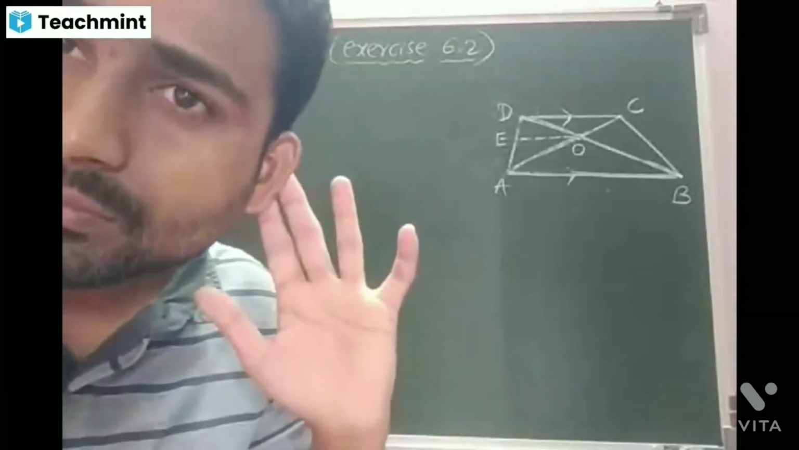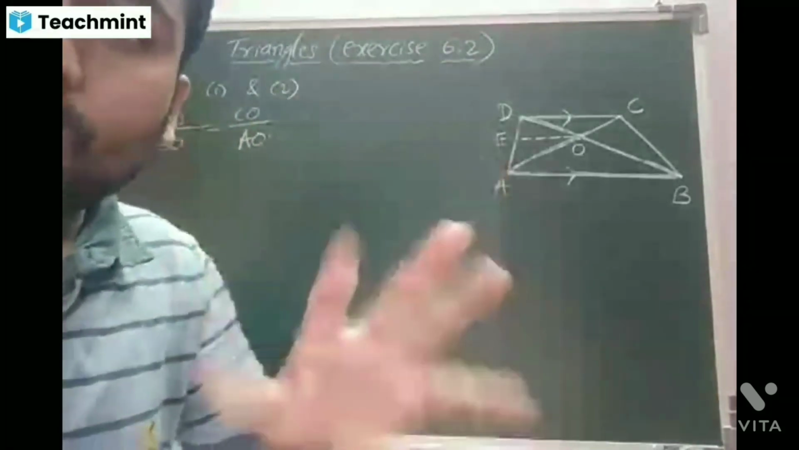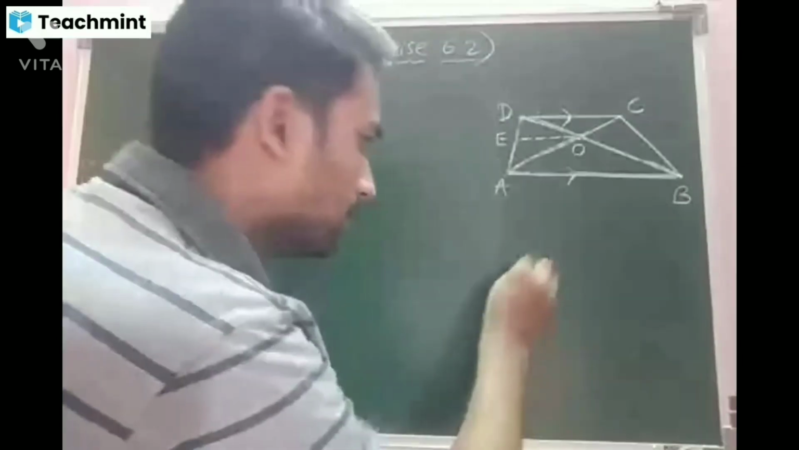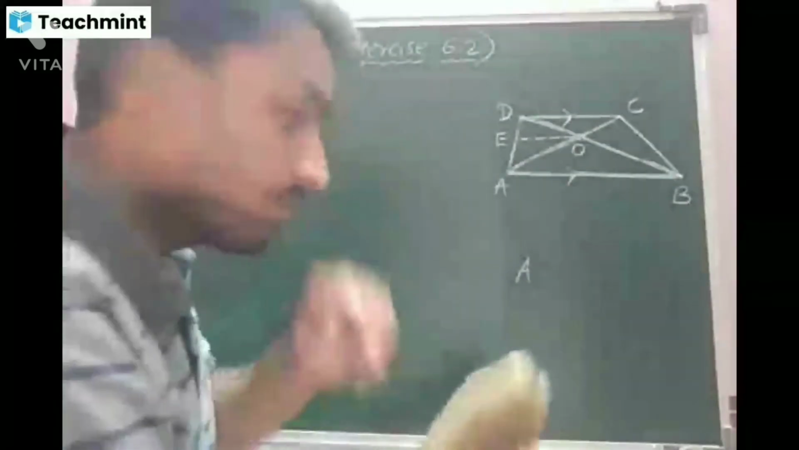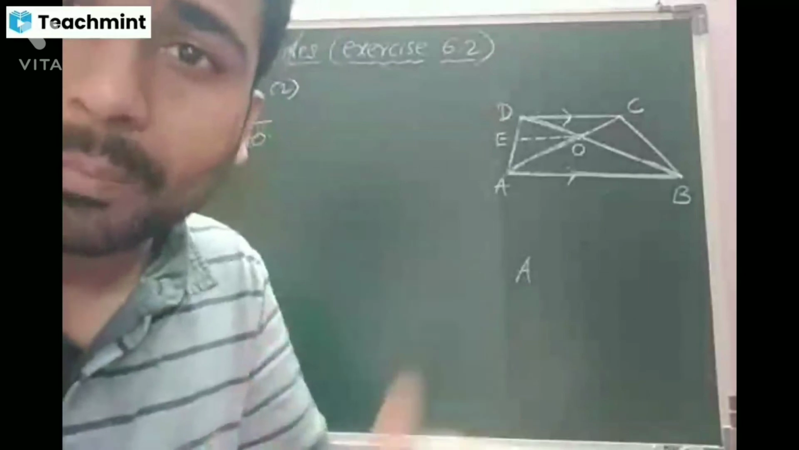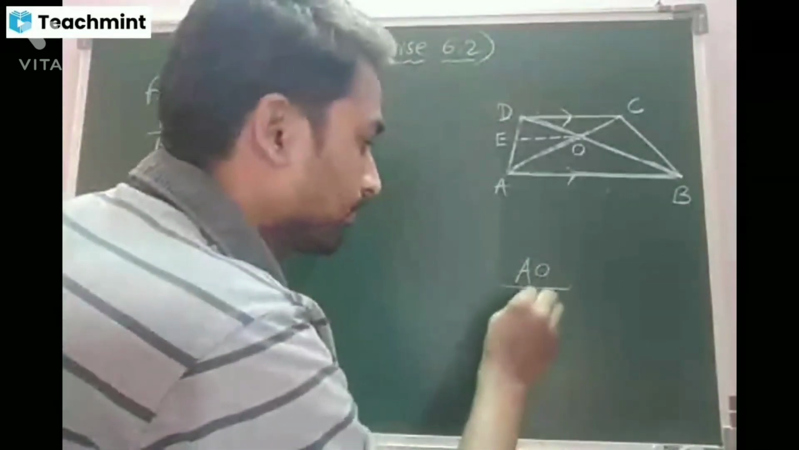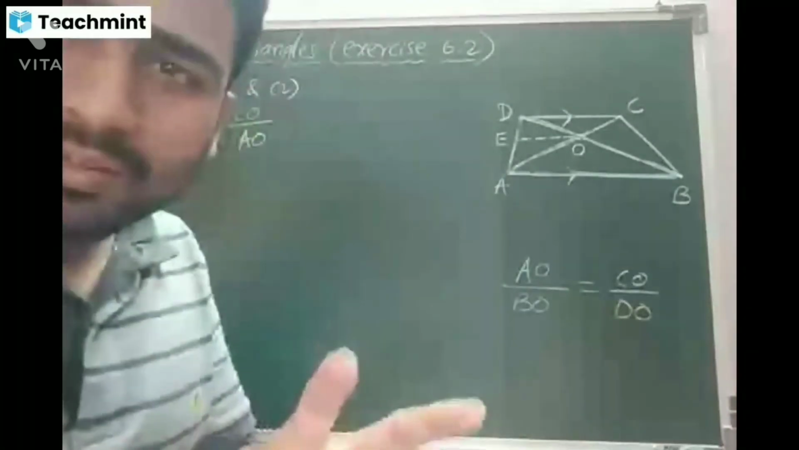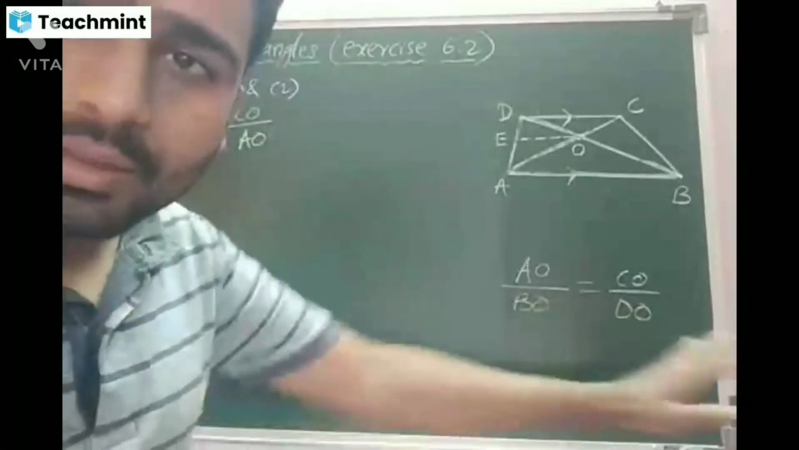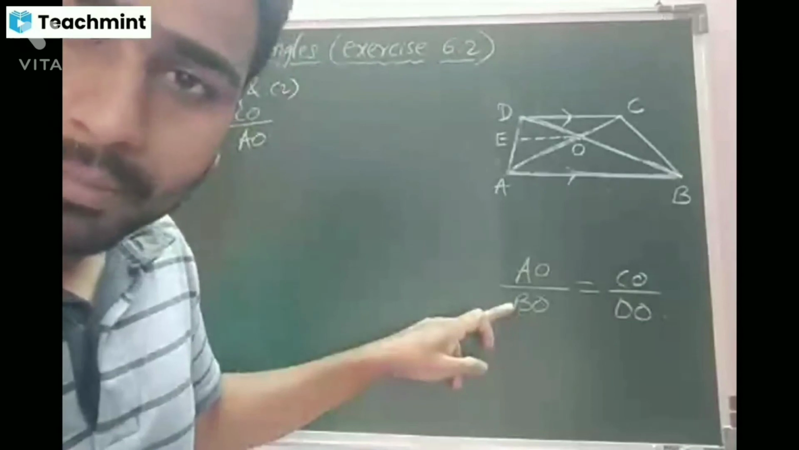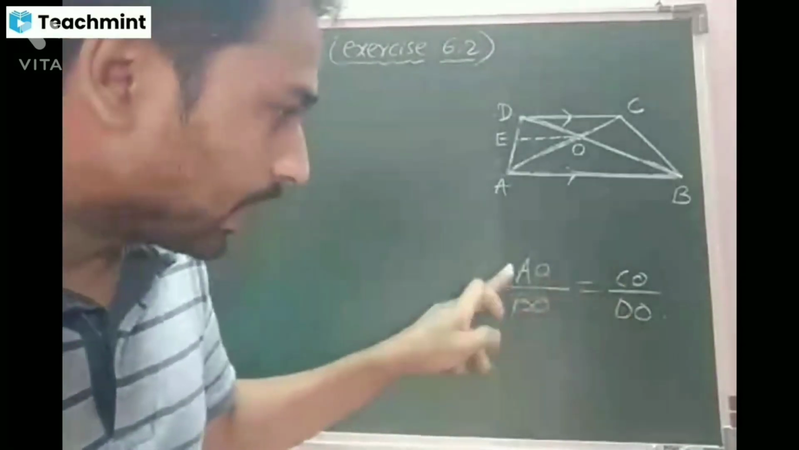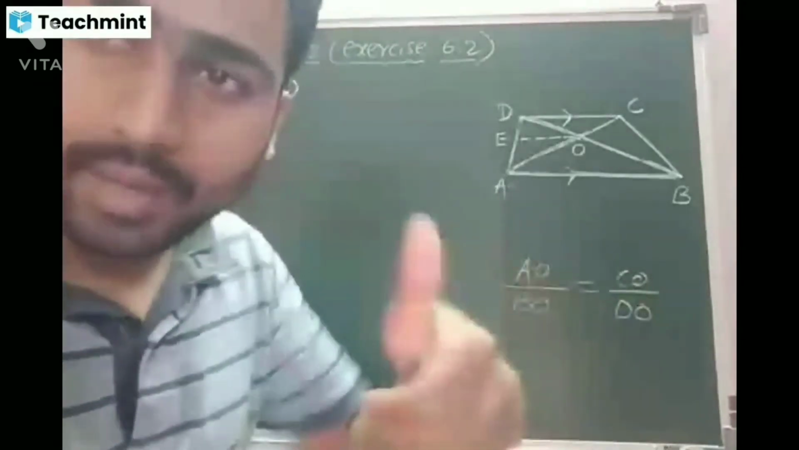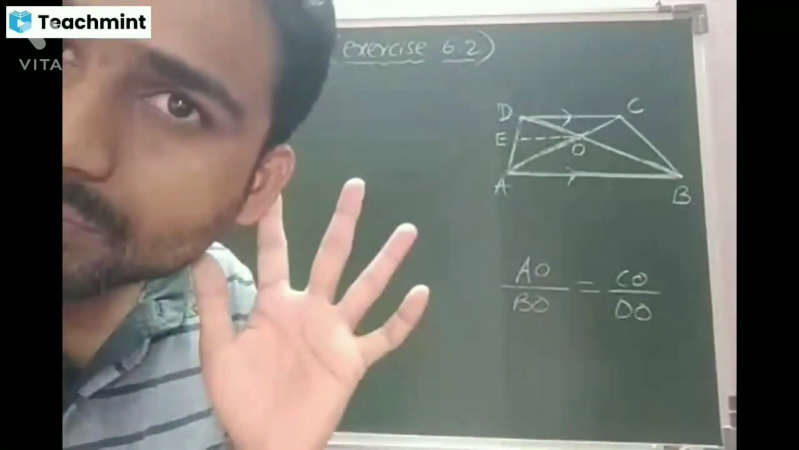No, sir. What is to be proved? Tell me. We have to transpose. But tell me first, what is the expression to be proved? AO by BO is equal to CO by DO. But the order is important here. The proof: AO by BO is equal to CO by DO. A, B, C, D. Am I right? Yes, sir.